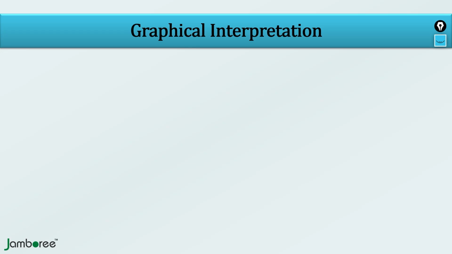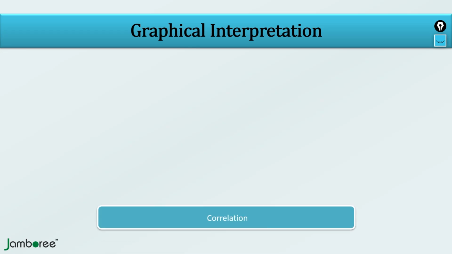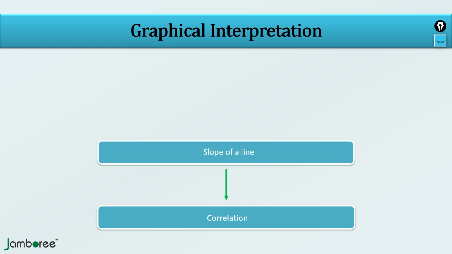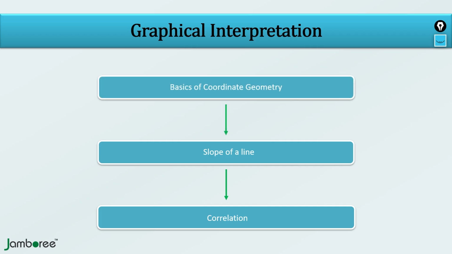Now, one concept that is sometimes tested in graphical interpretation questions is the concept of correlation. From the GMAT point of view, we are not required to deep dive into the concept of correlation. Rather, we are expected to relate it with the concept of slope of a straight line. And before working on the slope, we need to recap the basics of coordinate geometry. So let's get started with the basics of coordinate geometry.